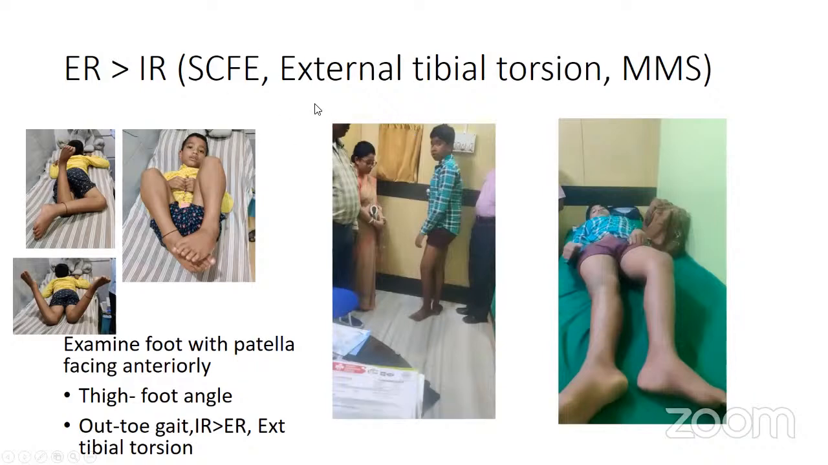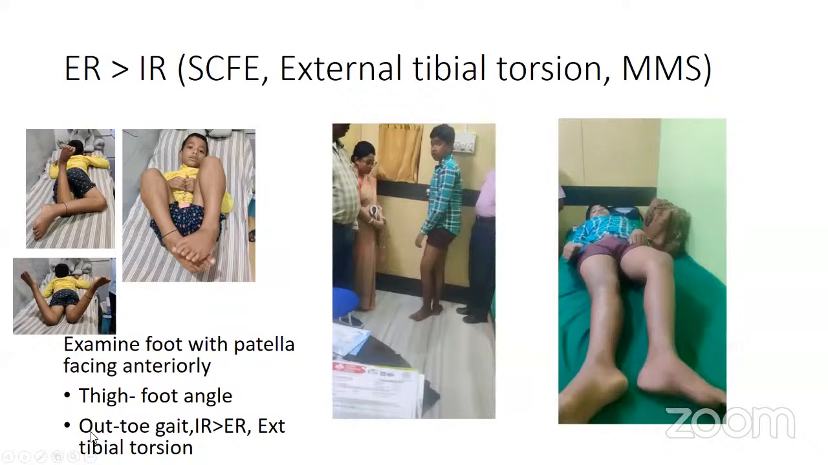But at the same time, it can happen due to external tibial torsion, which can be easily diagnosed with the help of the thigh foot angle. But not only that, there is another condition, which is known as the miserable malalignment syndrome. So if external tibial torsion is present, only the thigh foot angle is abnormal, and there is an outgoing gait, but there is no axis deviation. But if the axis deviation is there and the thigh foot angle is normal, that is only the SCFE.